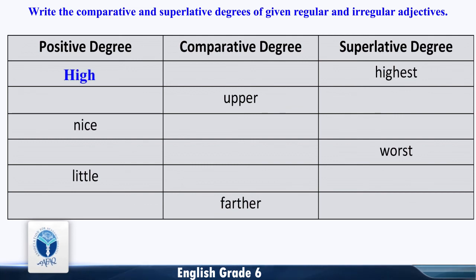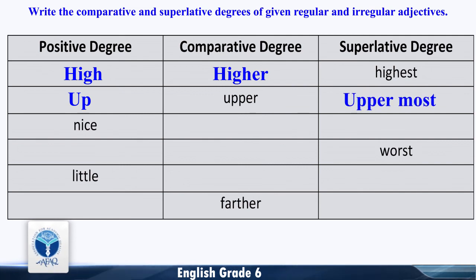Positive degree: high. Higher. Highest. Positive degree: up. Upper. Uppermost. Positive degree: nice. Nicer. Nicest.